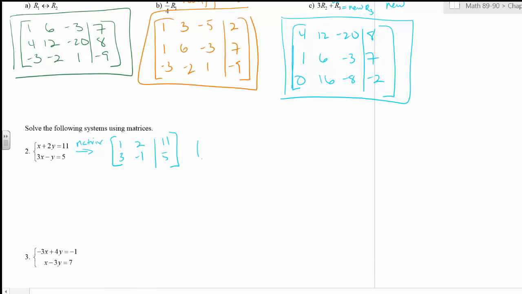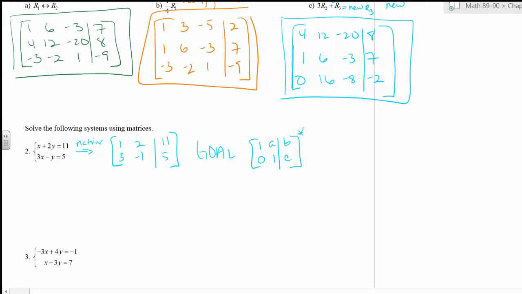You just take the variables out, make sure you have an x column, a y column, and then the constants. Now, your goal is to get a matrix that has ones along the diagonal, a 0 down here, any number here. We're not worried about the numbers above the diagonal, and any number on the right-hand side. So this is our goal. Right now, what do we have? We have a 1. Let me circle this. This is what we call a pivot.